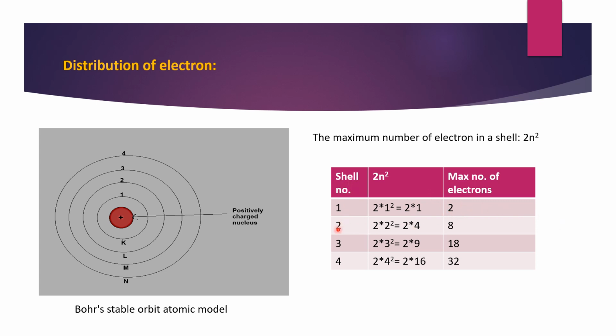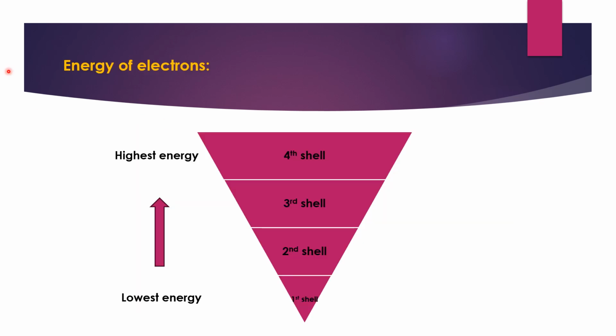For the second shell, if I put n equals 2 over here, 2 to the power 2 is equal to 4, and 4 into 2 is equal to 8. That means the maximum number of electrons in the second shell can be only 8. Okay, it means that it could be 6, 7 or 8, but it cannot be 9 or 10. The maximum number the second shell can hold is only 8. And like that, for the third shell it is 18 and for the fourth it is 32. I hope you understood. We'll see examples here.